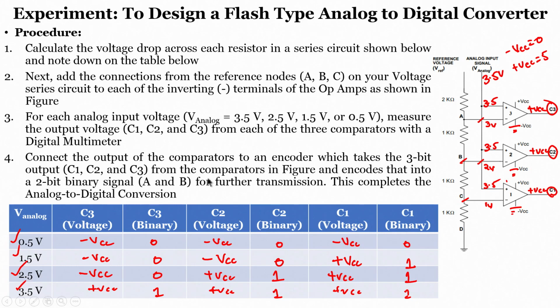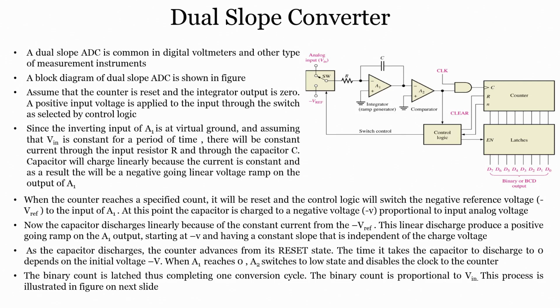Now, this is the flash ADC, but if you want to understand another kind of ADC, which is a dual slope ADC, let us see how it works. A dual slope ADC is common in digital voltmeters and other types of measurement instruments. A block diagram of dual slope ADC is shown right over here, where it consists of the analog input signal, there is a switch, there is an integrator or ramp generator, and there is a comparator with a control logic.